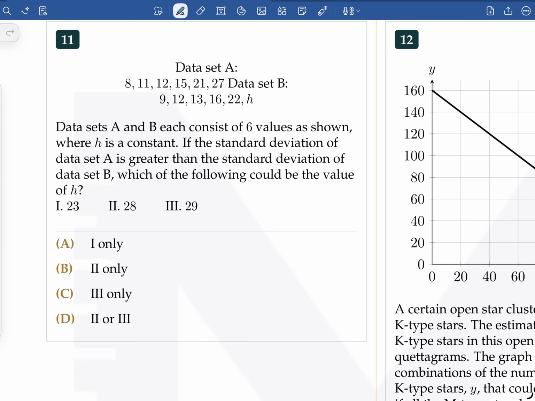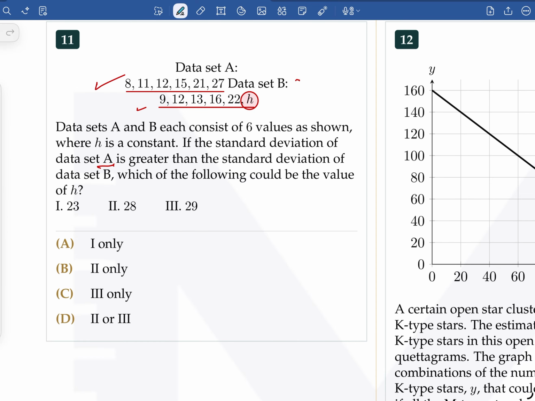If the standard deviation of data set A is greater than that of data set B, which of the following could be the value of H? So data set A is here. We have 6 numbers, and here we also have 6 numbers, but one number is missing, which is H. How can we get the value of H? Applying this condition: the standard deviation of data set A is greater than this.